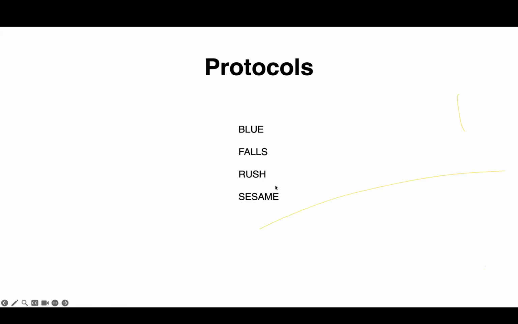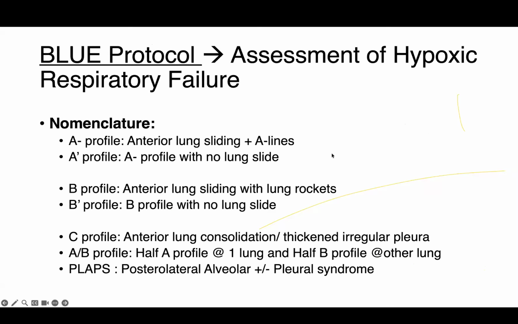So coming to the last part of the talk, these are the 4 important protocols you need to keep in mind. Most of you would know about it, but I'm just going to revise through this. So BLUE protocol is assessment of hypoxic respiratory failure. The nomenclature is A profile, where anterior lung sliding is there with A lines. A dash is A profile with no lung sliding. B profile is anterior lung sliding with lung rockets. B dash is B profile with no lung sliding.